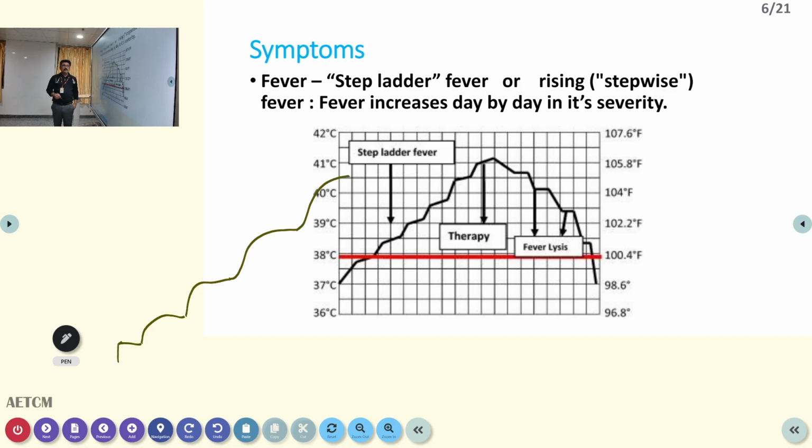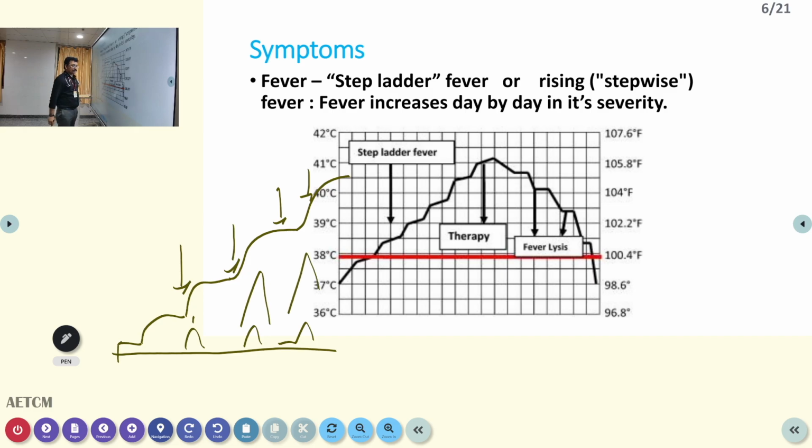But nowadays we are not seeing this type of chart because patients take paracetamol whenever they get a fever. So most of the patients admitted in hospital have only a mild type of fever. Even then, every time there is a spike, the spike can be very high. That is because the fever pattern is altered by the paracetamol. Whatever it is, the classical finding in enteric fever is step ladder type of fever.